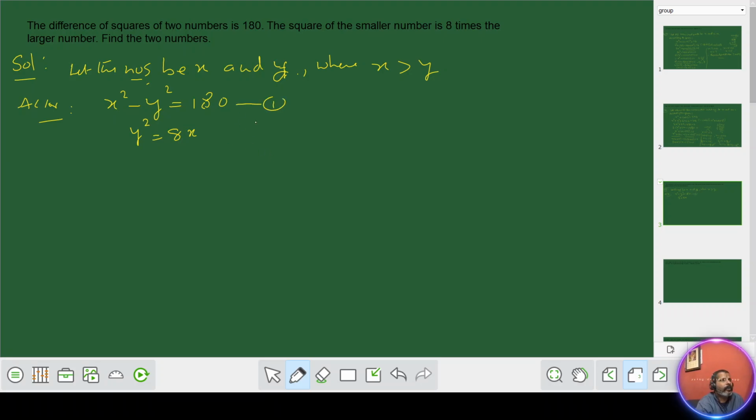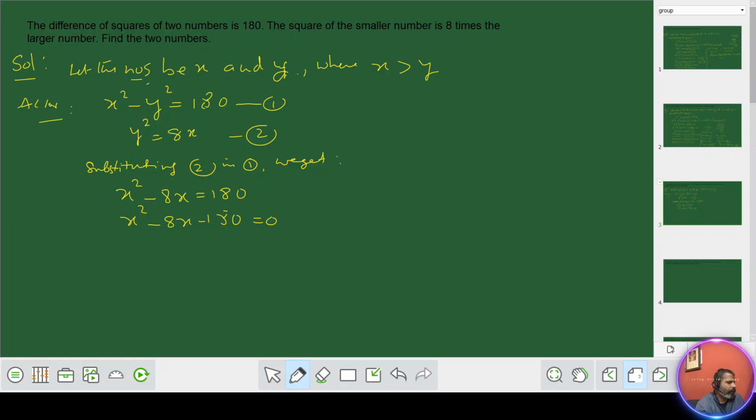Now we call these two as 1 and 2. Instead of y square, substitute 8x in the first equation, you get the quadratic equation. That is, substituting 2 in 1, what do we get? x square minus, instead of y square, we write 8x is equal to 180. Then take 180 to the left hand side. It will become minus 180. Then the factors for minus 180 we have to find here.